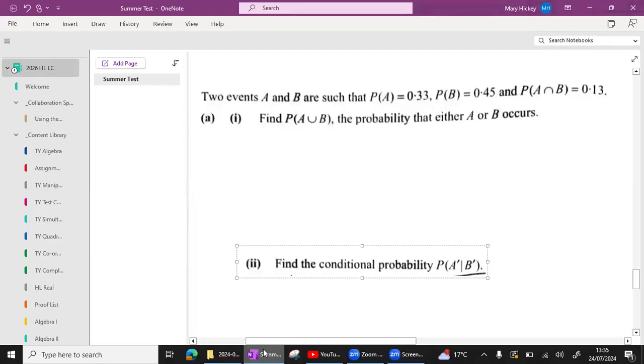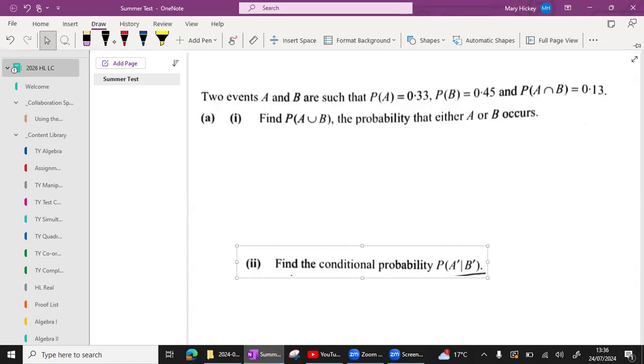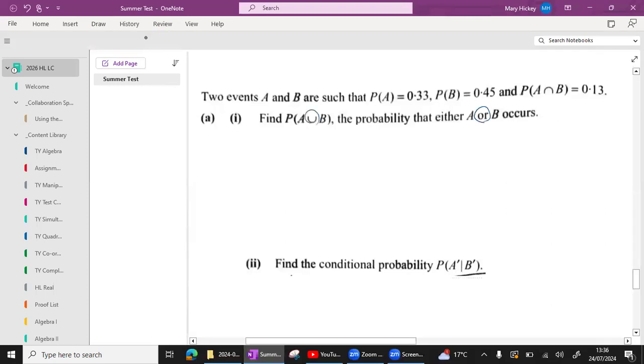Okay, two events A and B are such that the probability of A is 0.33, the probability of B is 0.45, and the probability of A intersection B is 0.13. Find the probability of A union B, so the probability that either A or B exists. It might not be any harm to remind ourselves that the union is "or" and the intersection is "and".